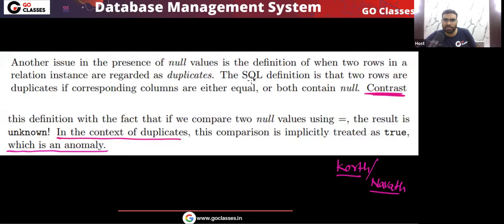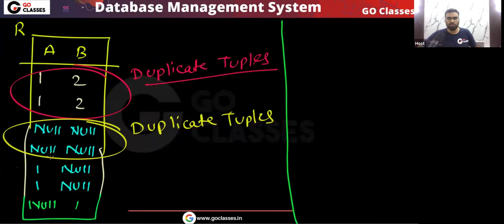Okay, so this is the SQL definition of duplicate tuple: two rows are duplicates if the corresponding columns are either equal or they both contain null. When can you consider tuples as duplicate? Two tuples are duplicate if the corresponding column values are either equal or they both contain null. Okay, is this clear? So very simple words.